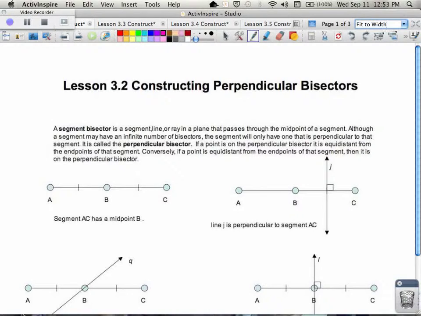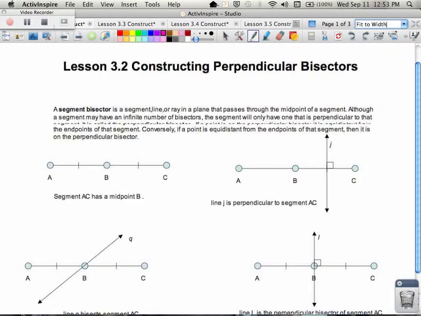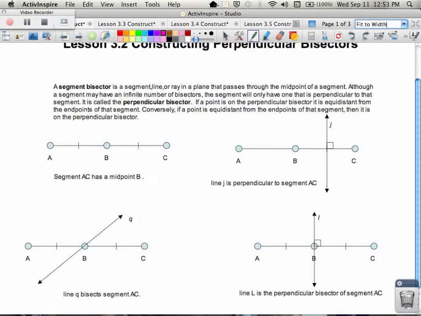In lesson 3.2, we're going to learn about constructing a perpendicular bisector. And as in the previous lesson, I'm going to go through things step by step. So first of all, you need to know that a segment bisector is a segment, line, or ray in a plane that passes through the midpoint of that segment.